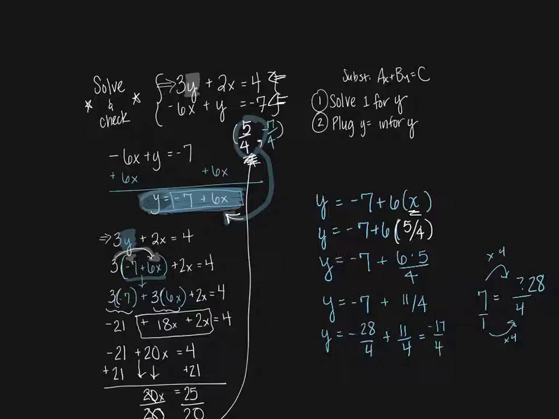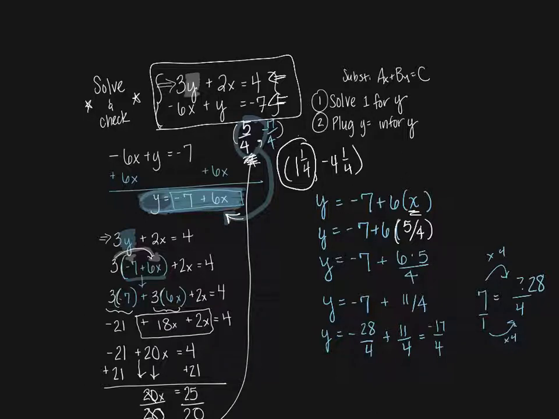All right, and if you want to make this prettier and make sure that you have actual numbers to plot, this is 1 1/4, and this is negative 4 1/4. Okay, now in order to check this, I would need to plug my x value in to one of these equations up here and solve for y and see if my y equals negative 4 1/4.